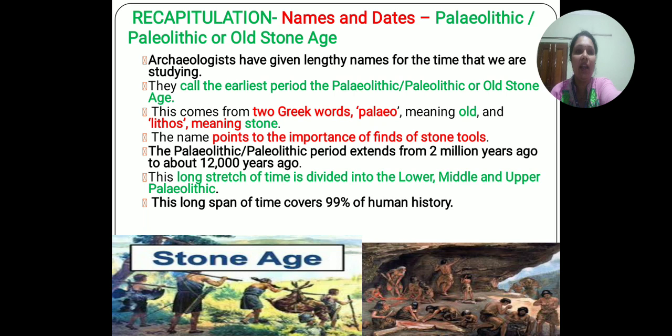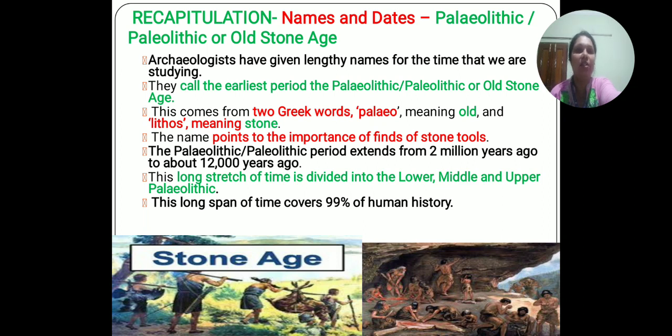Where did they get this name? They got this name from Greek words. Paleo means old and lithos means stone. From this they named this earliest period the Old Stone Age, or Paleolithic. The name points to the importance of the finding of stone tools. Why did they name this period Paleolithic? Because they found so much evidence of stone tools from this time period.